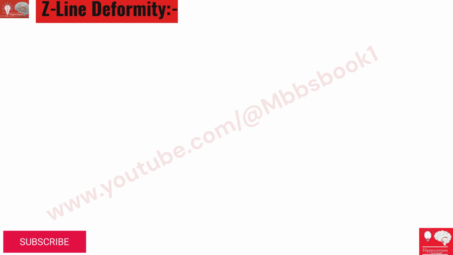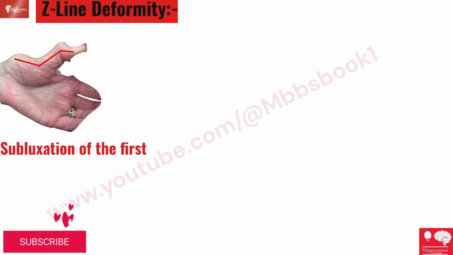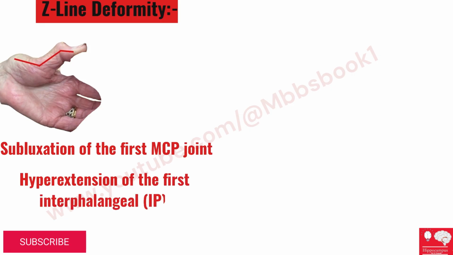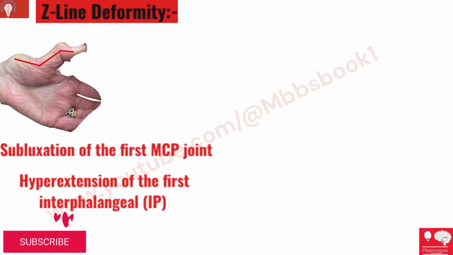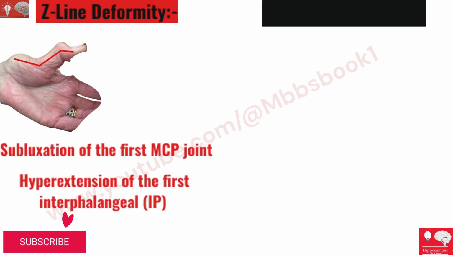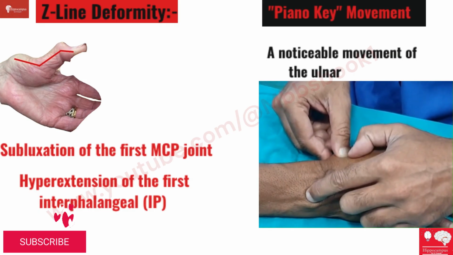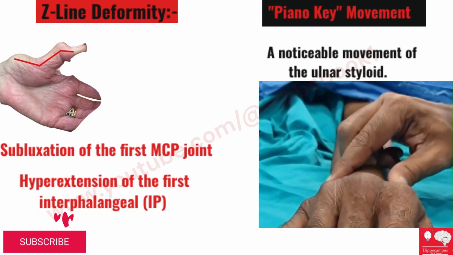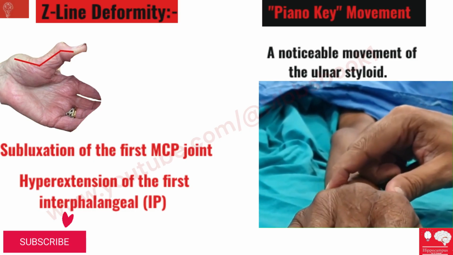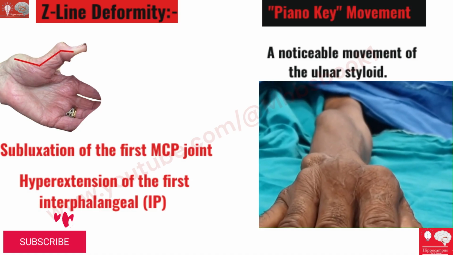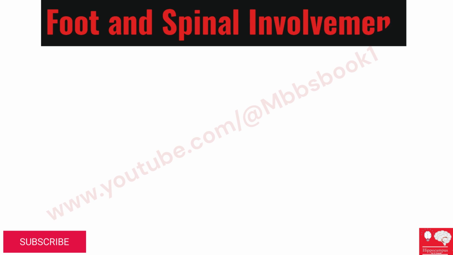Z-line deformity, subluxation of the first MCP joint with hyperextension of the first interphalangeal (IP) joint of the thumb. This results from damage to the tendons, joint capsule, and other soft tissues. Piano key movement, a noticeable movement of the ulnar styloid. Inflammation around the ulnar styloid and tenosynovitis of the extensor carpi ulnaris can cause subluxation of the distal ulna, leading to this sign.